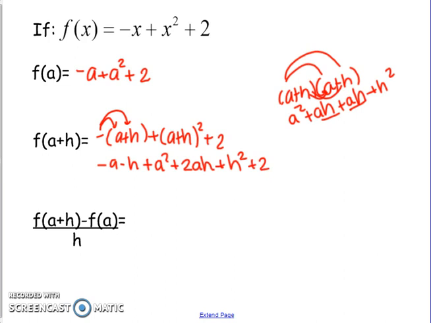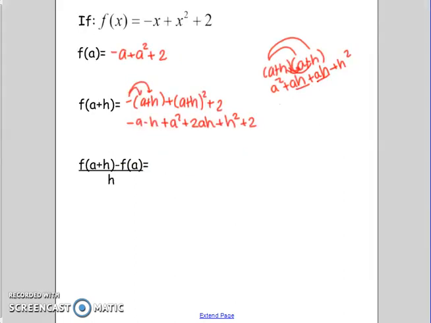Okay, so now what we want to do, this big equation on the bottom, that is the difference quotient, which you'll see later on in calculus. You're going to use it for derivatives. But right now, all we're doing is what we've been doing. So we're going to take the f of a plus h that we got from the previous step, and we're going to subtract the f of a from the first step, and then we're going to divide it by h.